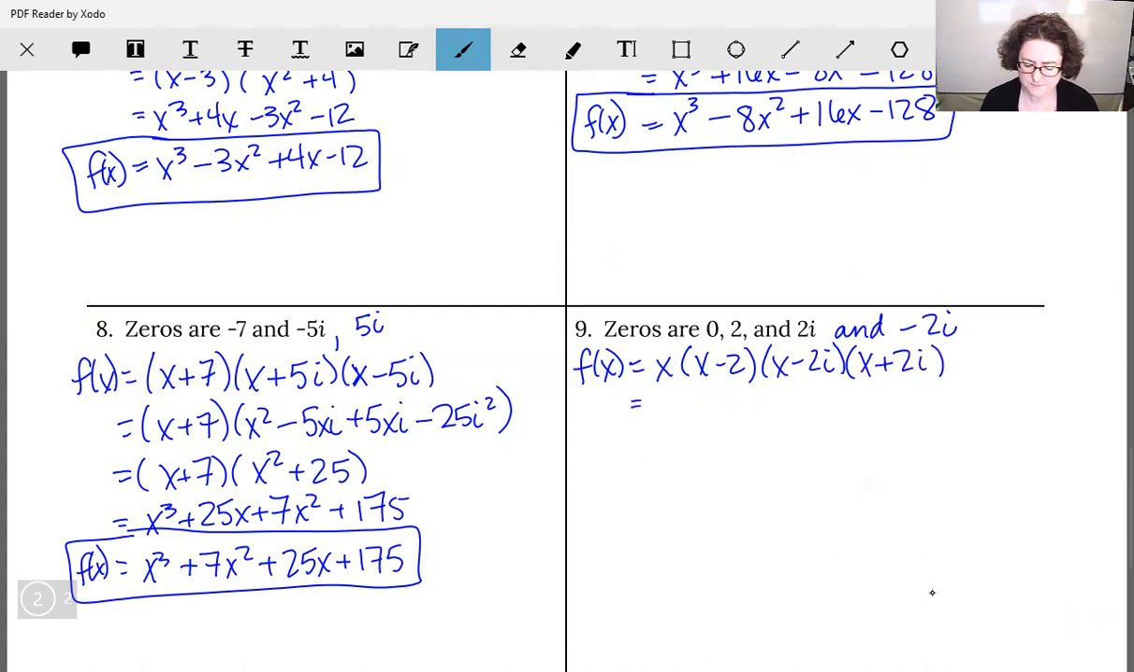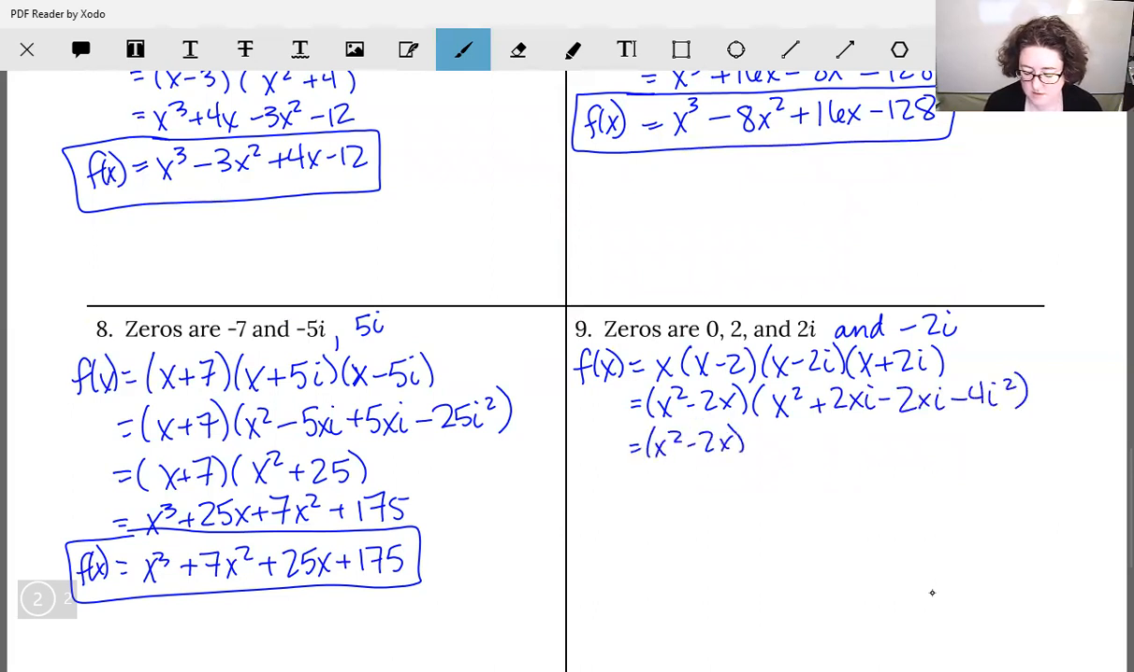And again, let's do this in groups. I can very easily distribute the x over the x minus 2, so that would give me an x squared minus 2x. Done. So now let's deal with the complex parts. Again, distributing out, we're going to get a plus 2xi and a minus 2xi minus 4i squared. But that simplifies out. Middle terms cancel, and the last term turns into a plus 4.